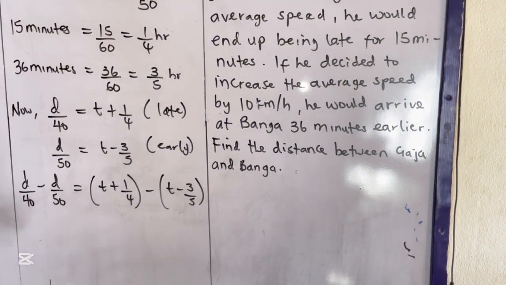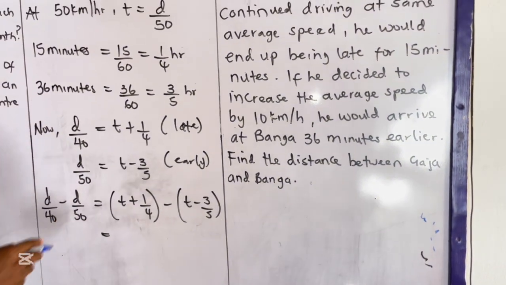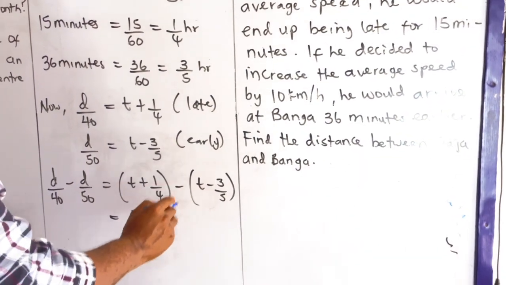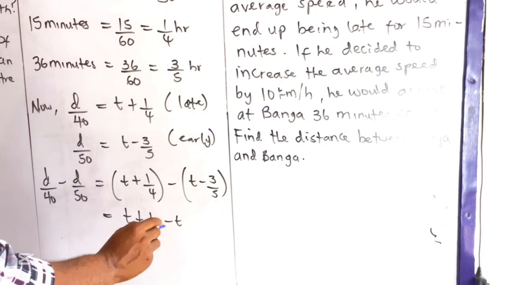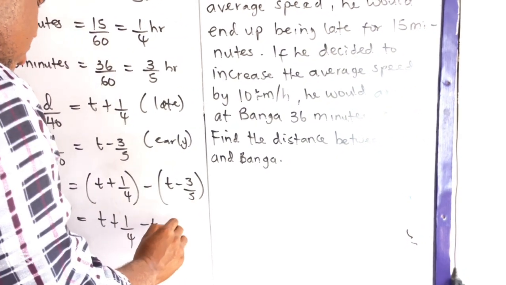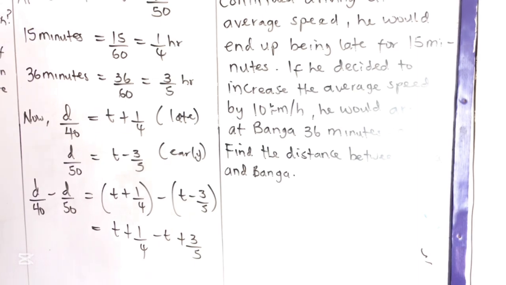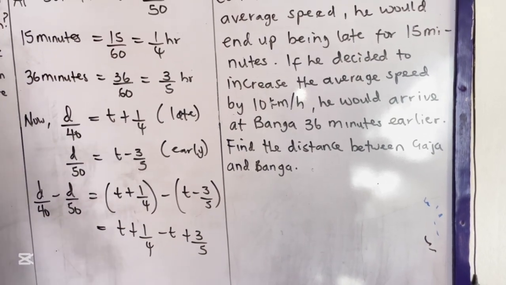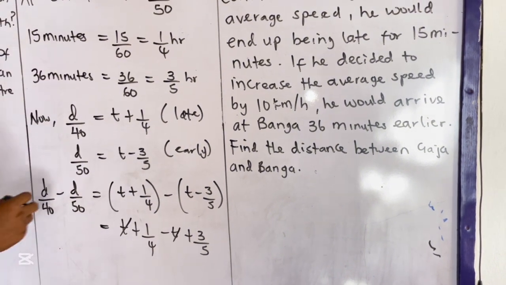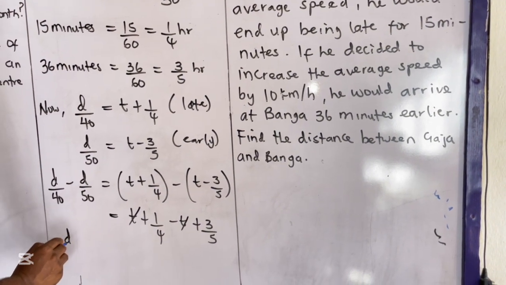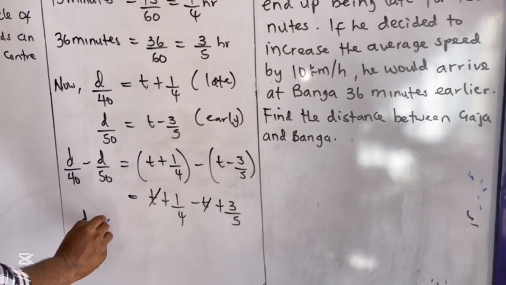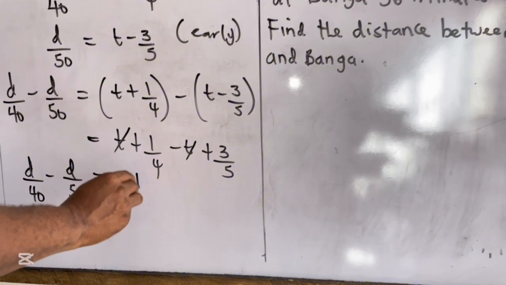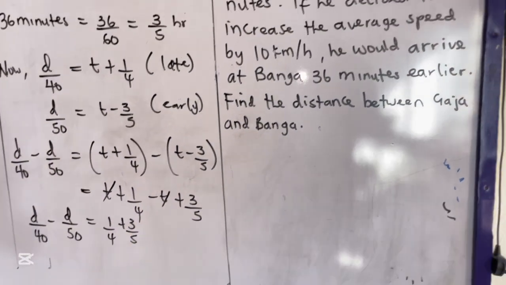So in this case now, let's open the bracket. We have t plus 1 over 4, minus times t is giving us minus t. Minus times minus is plus 3 over 5. So t minus t is 0, so this is off. We are now left with d over 40 minus d over 50, which is equal to 1 over 4 plus 3 over 5.